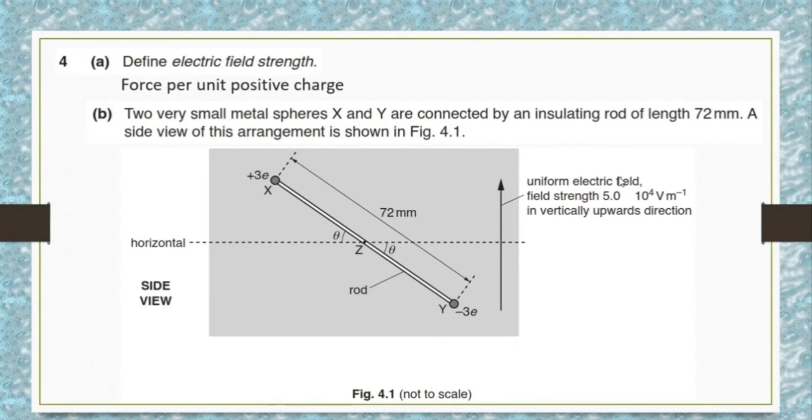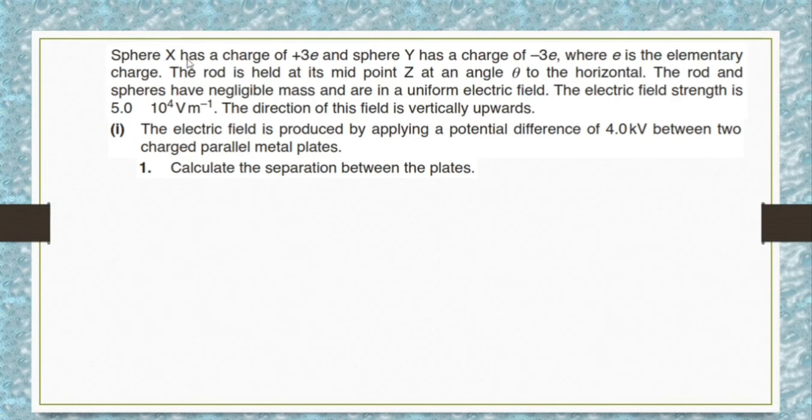We have a uniform electric field. The field strength is 5 times 10 to the 4 volts per meter in a vertically upwards direction. And sphere X has a charge of positive 3e, and sphere Y has a charge of minus 3e, where e is the elementary charge. And then the electric field is produced by applying a potential difference of 4 kilovolts between two charged parallel metal plates.